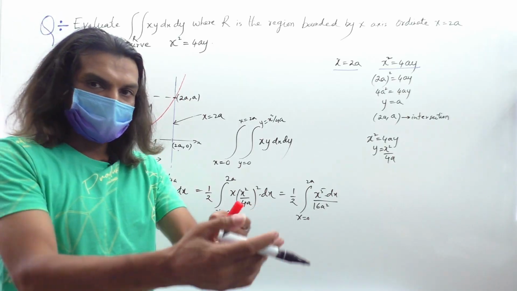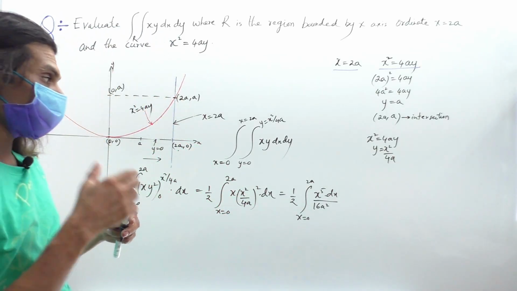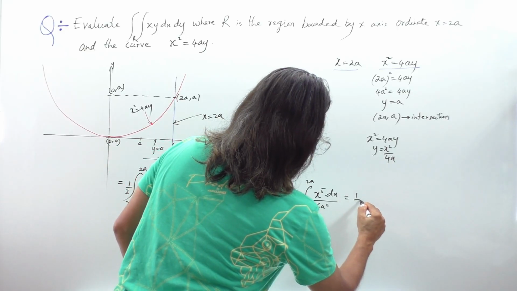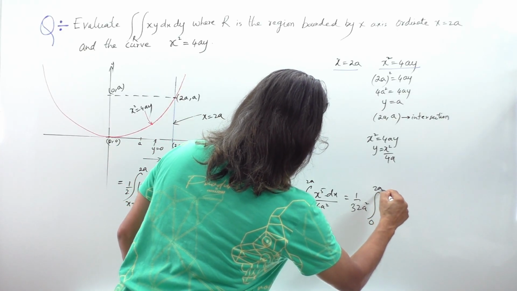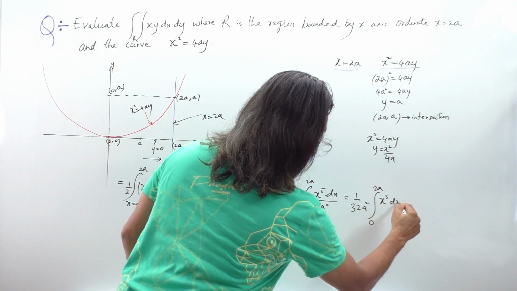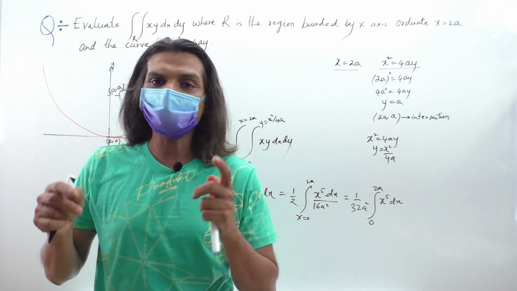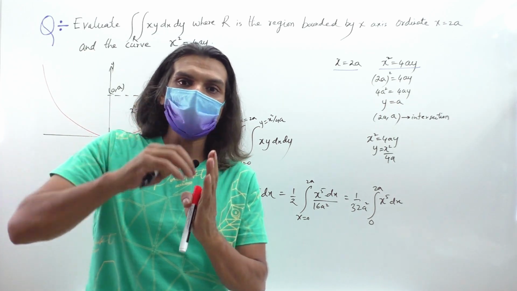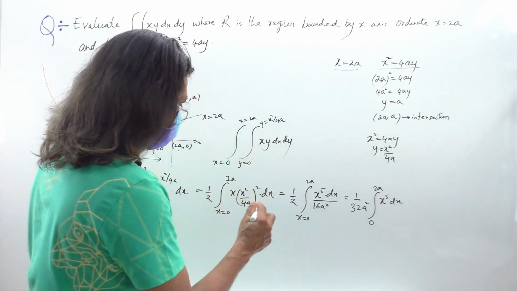So what I will do? I will take all the constants outside, it becomes easier for me to integrate. So when I do that, this will be 1 by 32a square, 0 to 2a, x to the 5 dx. And what is the integration of x to the 5? Integration of x to the n is x to the n plus 1 by n plus 1. So x to the 5 will be x to the 5 plus 1 upon 5 plus 1, that is x to the 6 by 6.